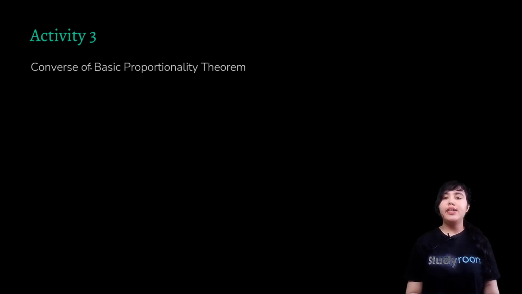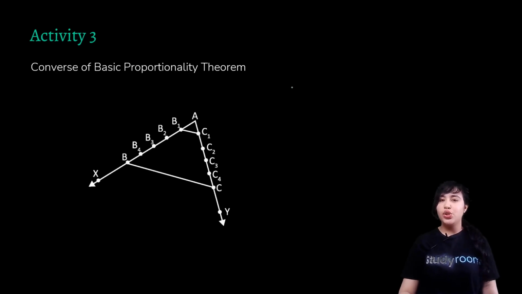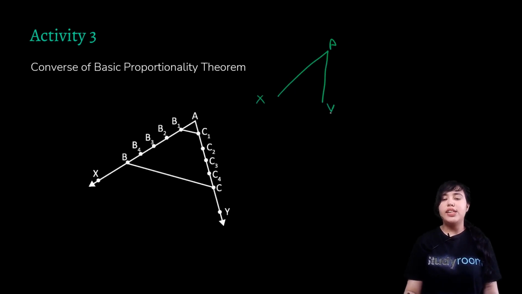Then we have to see if the converse of this theorem could also be true, which is the converse of the basic proportionality theorem. So again, you need to draw an angle XAY. These are the two rays, so you'll have arrows over here. Now you take some equidistant points on the arm AX, and this time on the arm AY as well. So take here B1, B2, B3, B4, B, and C1, C2, C3, C4, C.